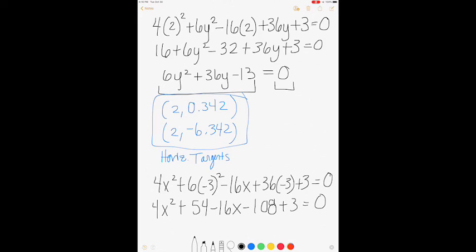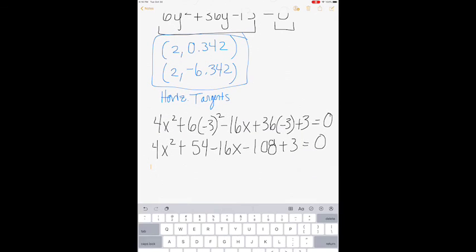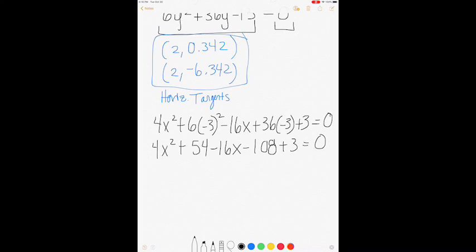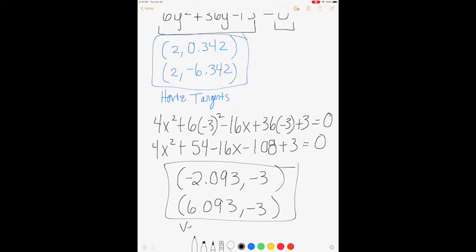All right, I'm not even going to bother simplifying that. I'm just going to graph that in the calculator. 4x squared plus 54. Oh, I lied. Actually, I already have the answers right here in front of me. All right, so you're going to simplify and graph that in the calculator. And you should get an intersection at negative 2.093 and another one at 6.093. And those are going to be your vertical tangent lines. All done.